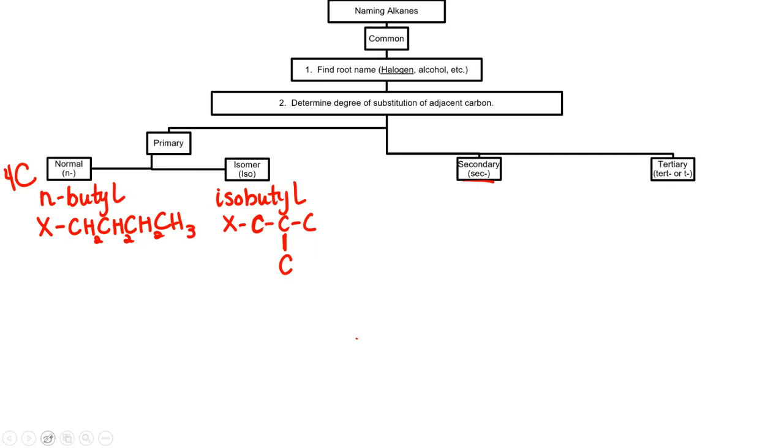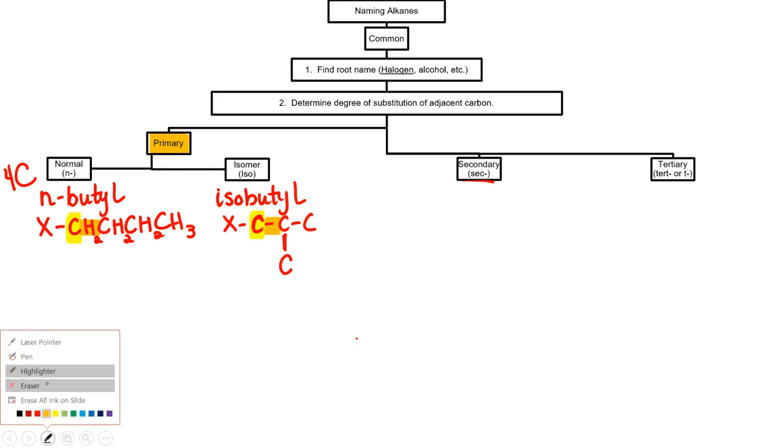So what's primary all about? Primary is about the fact that this carbon that is attached to the functional group is only attached to one other carbon. So this carbon is only attached to one other carbon here, making it primary.